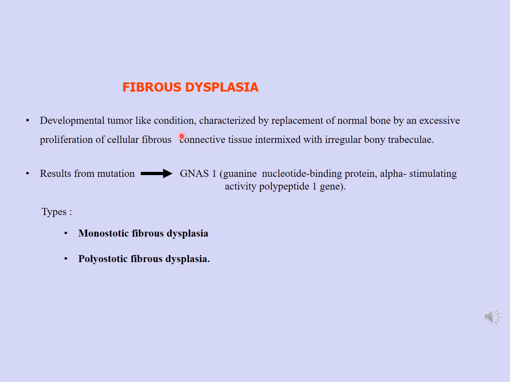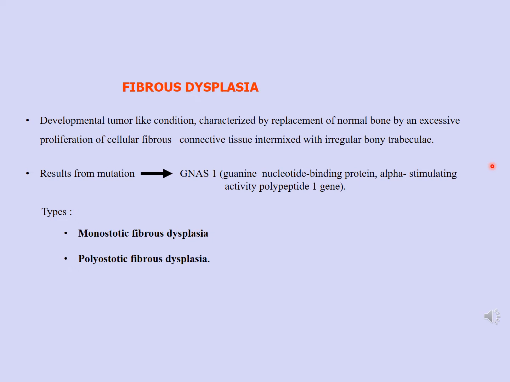Now, fibrous dysplasia is a developmental tumor-like condition characterized by replacement of normal bone by an excessive proliferation of cellular fibrous connective tissue intermixed with irregular bony trabeculae. So that is the same process as fibrous lesion, right? Now, this occurs because of a mutation, and the mutation that takes place is basically in the GNAS gene, which leads to a defective protein. So, guanine nucleotide binding protein, alpha stimulating activity polypeptide 1 gene, right? When this protein is defective, it leads to fibrous dysplasia.